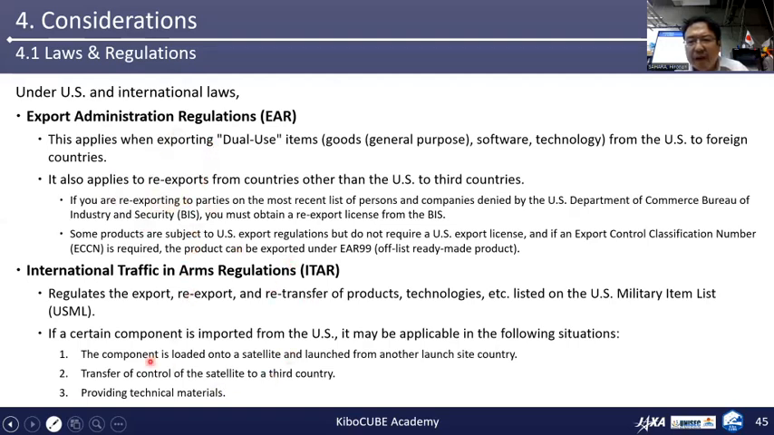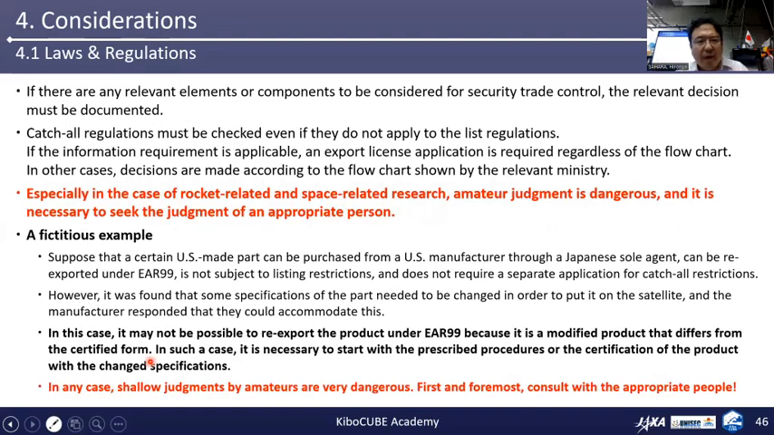For example, it must be understood as common sense that even if an American product can be purchased and imported to Japan, taking it to a third country launch site with a propulsion system or a satellite integrated into it is re-exporting. Especially in the case of rocket-related and space-related research, amateur judgment is dangerous, and it is necessary to seek the judgment of an appropriate person. Also, as an example, if there is a standard product that can be imported and re-exported, but a slightly modified version is purchased, it may not be allowed to be re-exported.